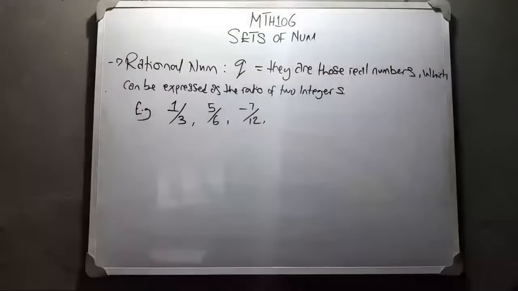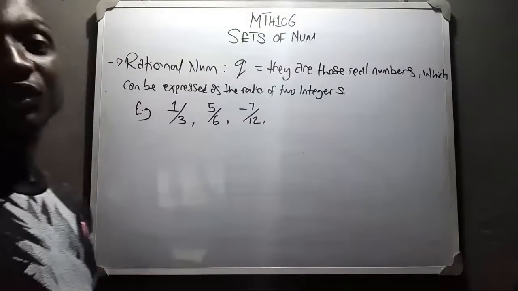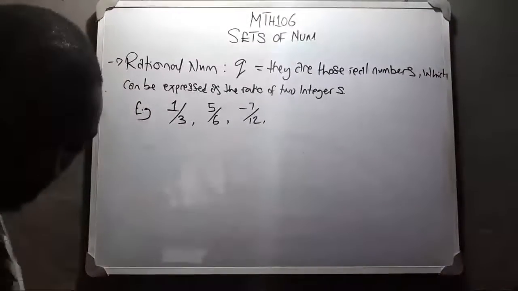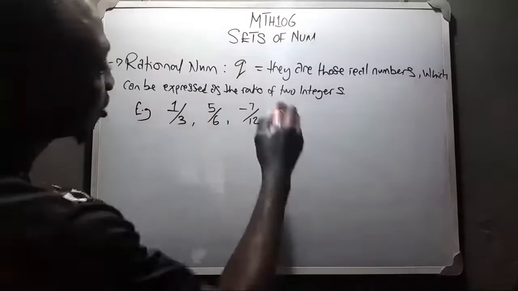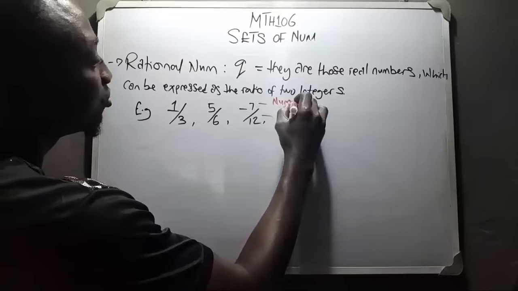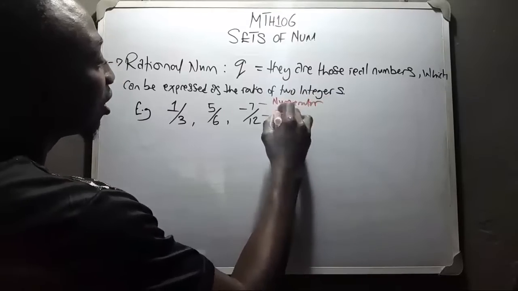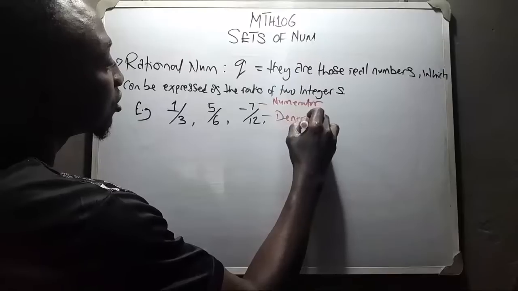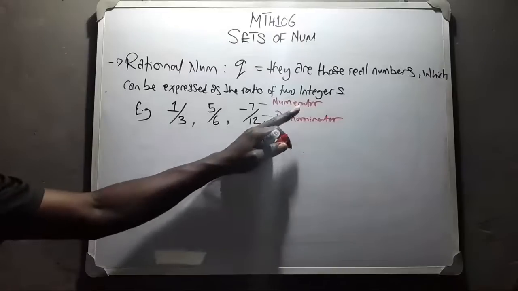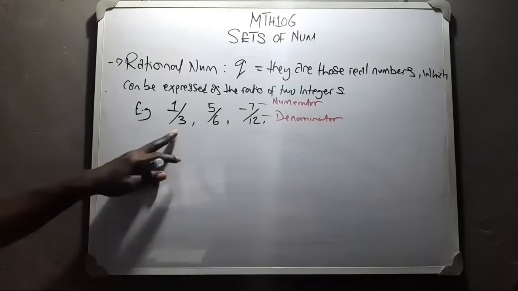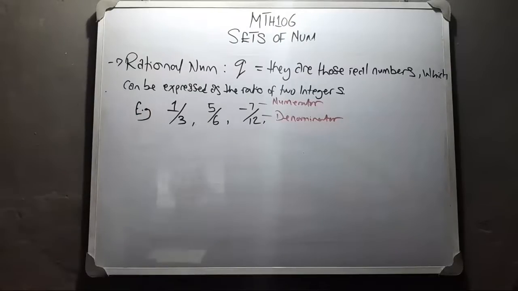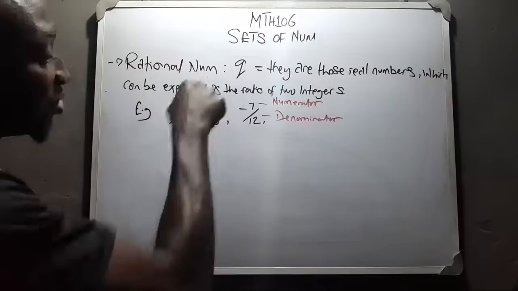6 divided by 3. No, that's not correct. Now pay attention to the numerator and the denominator. The denominator is bigger than the numerator. You say no, this one has to be bigger.